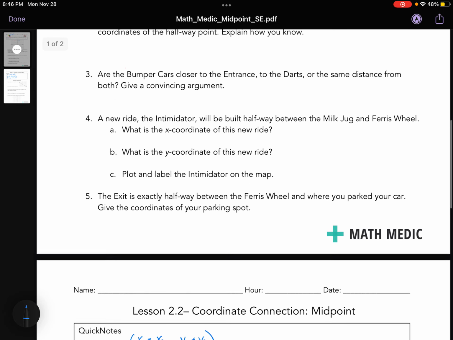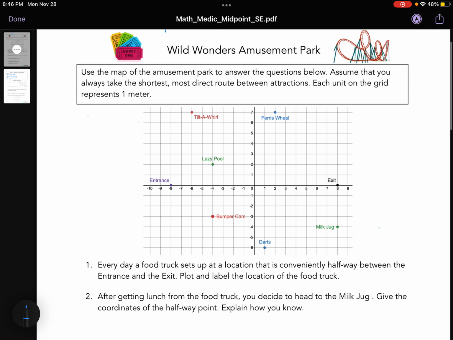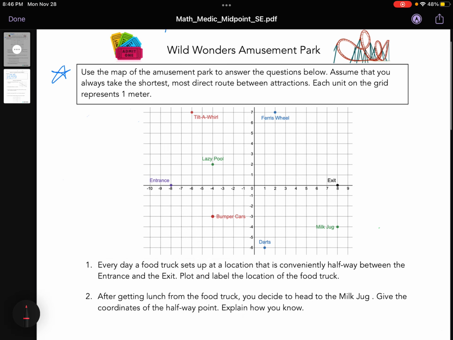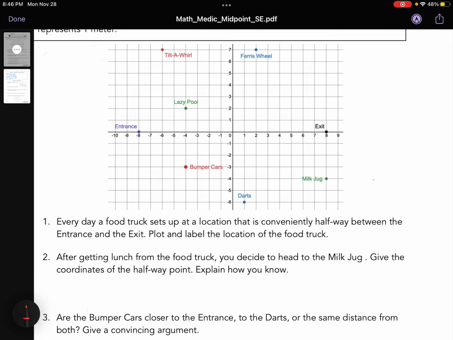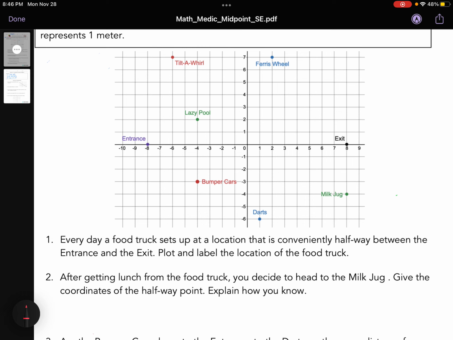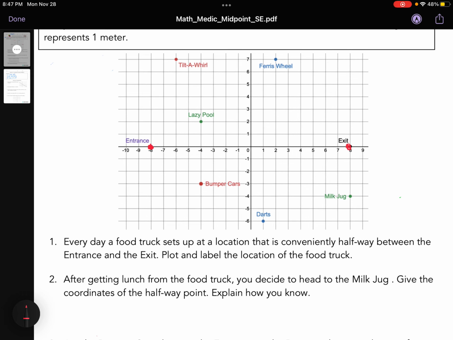Going back to the first page. Let's read the introduction. Use the map of the amusement park to answer the questions below. Assume that you always take the shortest, most direct route between attractions. Each unit on the grid represents 1 meter. Question number 1. Every day, a food truck sets up at a location that is conveniently halfway between the entrance and the exit. Plot and label the location of the food truck.